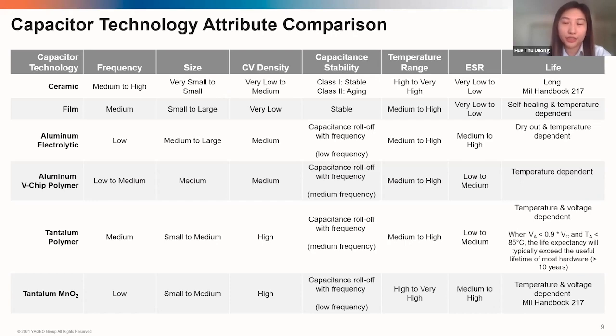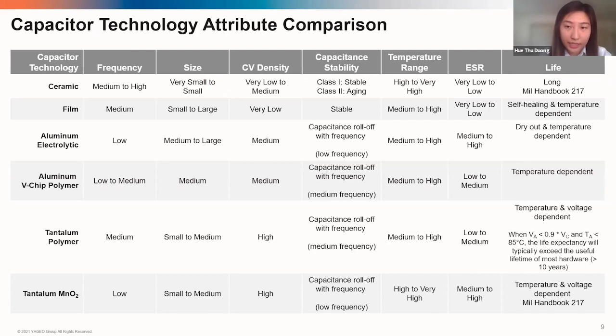These also have a life due to the wet electrolyte, which can dry out. And this is very dependent upon temperature. And we do have a simple rule where for every 10 degrees drop in temperature, you would double the life.